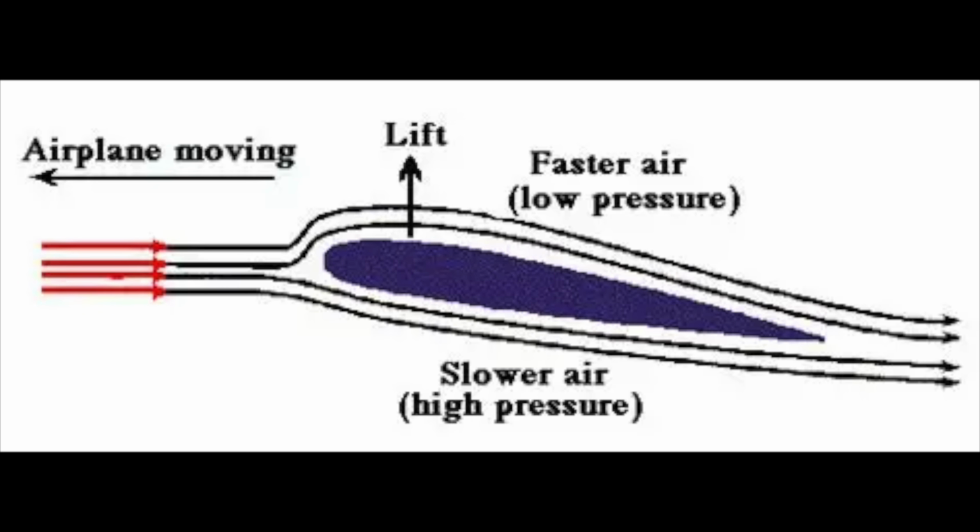The airfoil is typically curved on the top and flatter on the bottom. This design causes air to travel faster over the top of the wing than underneath it. According to Bernoulli's principle, faster moving air results in lower pressure. Thus, the pressure above the wing decreases while the pressure below remains higher, creating lift.